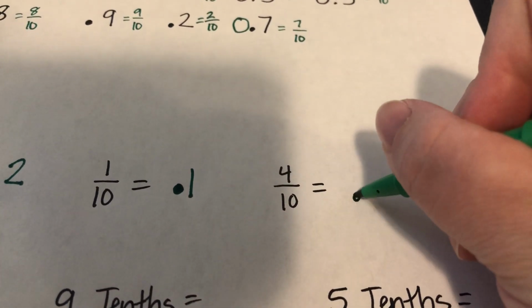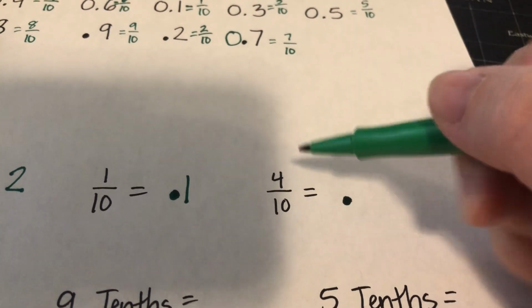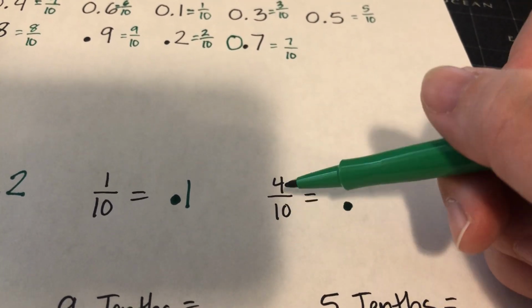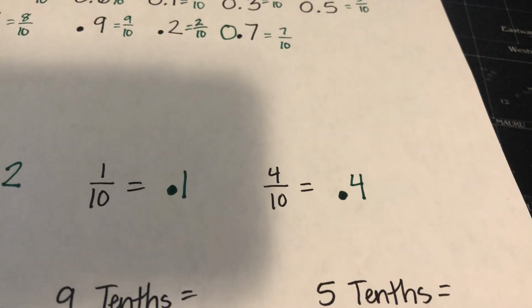4/10, I'm gonna write my decimal, because my tenth is gonna be right here to the right of the decimal. How many tenths do I have? I have 4/10. I'm gonna write that down right there.